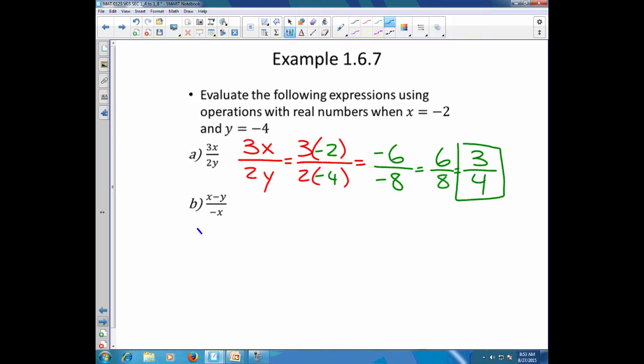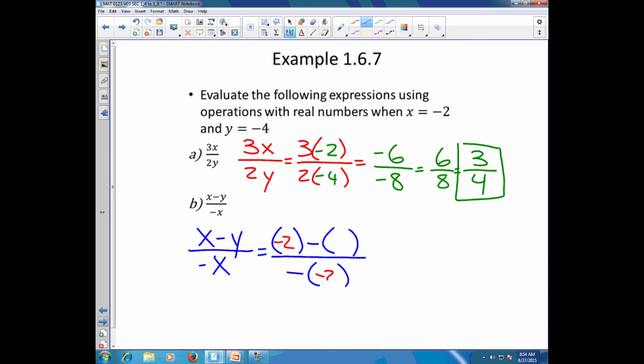In the next example, we have x minus y over negative x. Once again, just take out the letters and replace it with parentheses, and then plug in the numbers. x is negative 2, and y is negative 4. And so on the top, we have negative 2 minus negative 4. Minus negative 4 is the same thing as negative 2 plus 4.